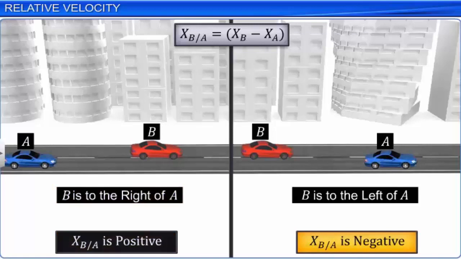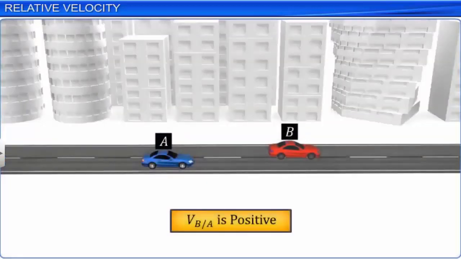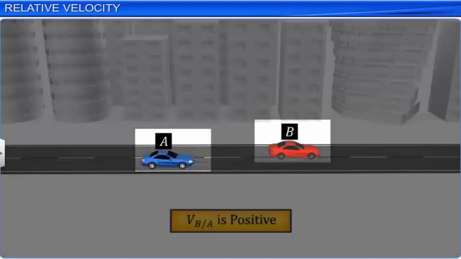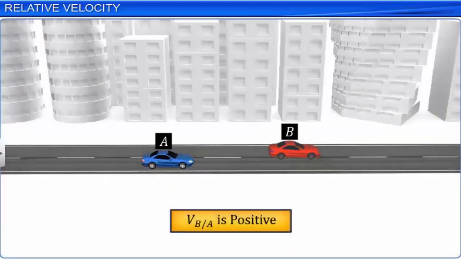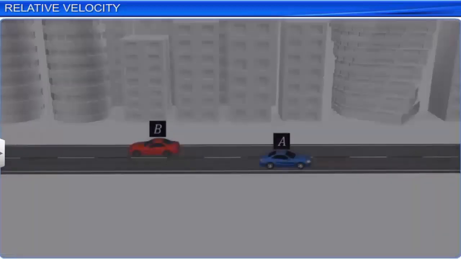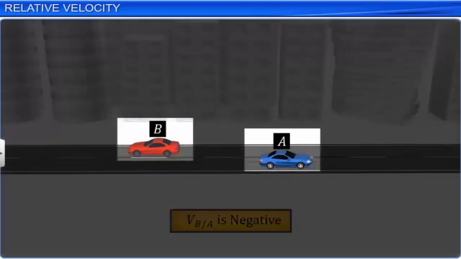A positive sign of vb by A means that when B is observed from A, the motion of B is in the positive direction, that is, rightward direction. A negative sign of vb by A means that when B is observed from A, the motion of B is in the negative direction, that is, leftward direction.